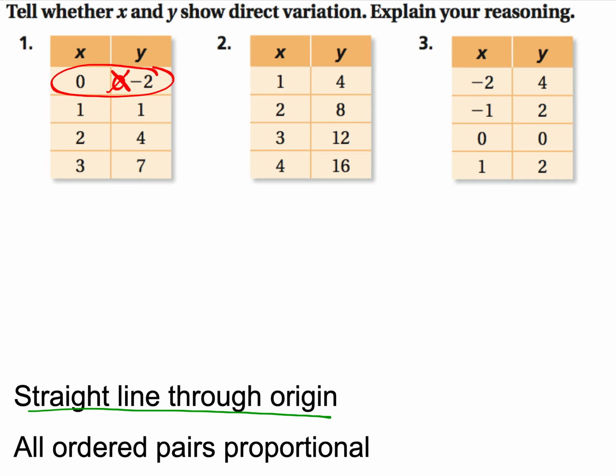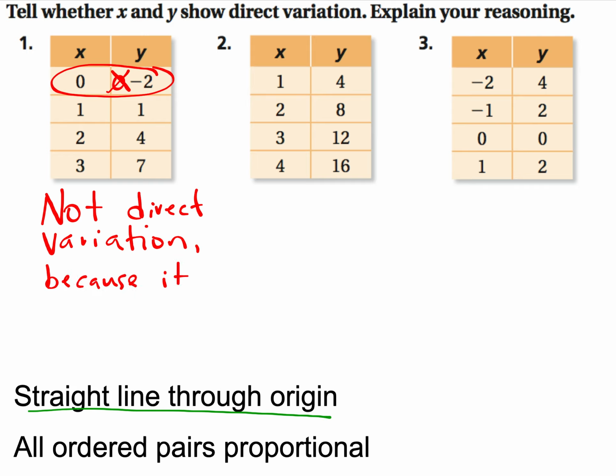It goes through the point 0, -2. So this one is not direct variation, which again means it's not proportional. So it's not direct variation because it doesn't include the origin. Now the next one, it doesn't have the zeros there, so we can't quickly check to see if it has the zeros, so we're just going to move on and see if the ordered pairs are proportional.